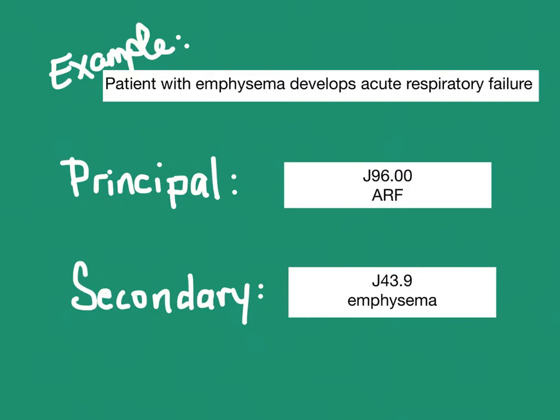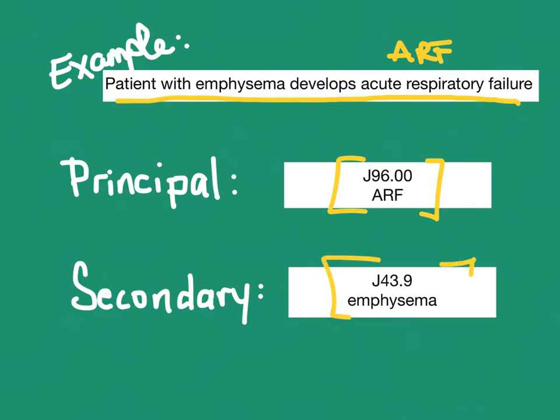For example, perhaps a patient with emphysema develops acute respiratory failure. If the admission to the hospital is for the treatment of the acute respiratory failure, then that would be coded first. So you would post the J96.00 for your acute respiratory failure, and then your secondary code would be for the emphysema, the J49.3.